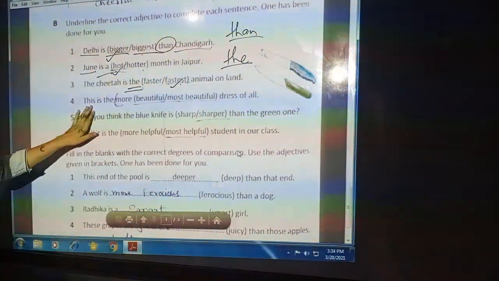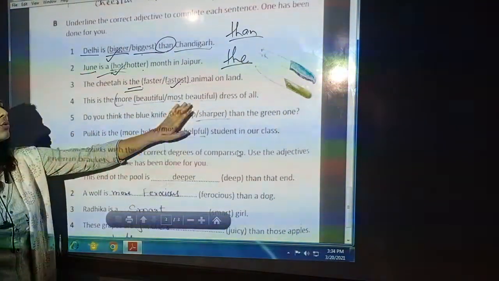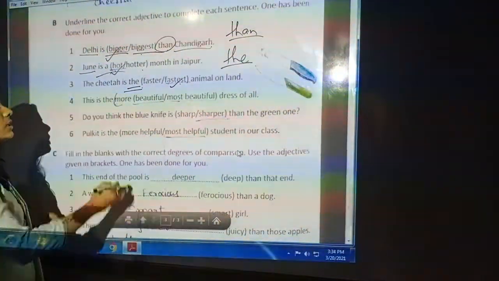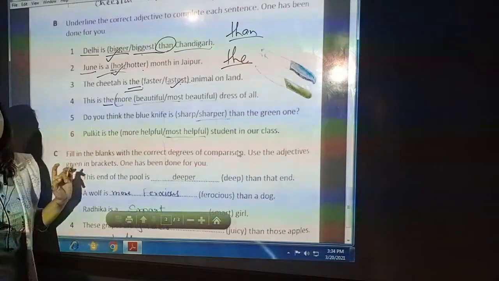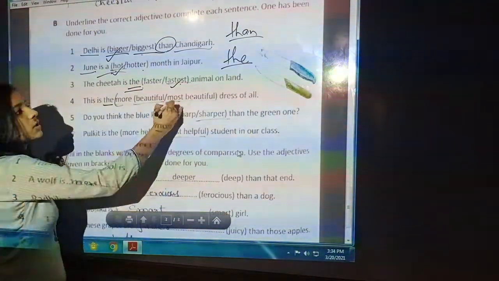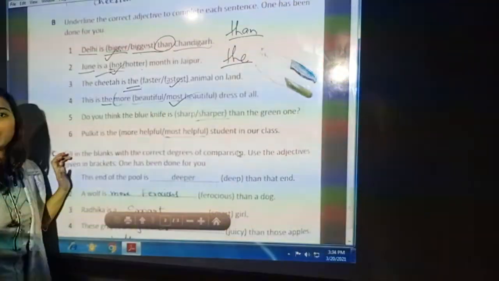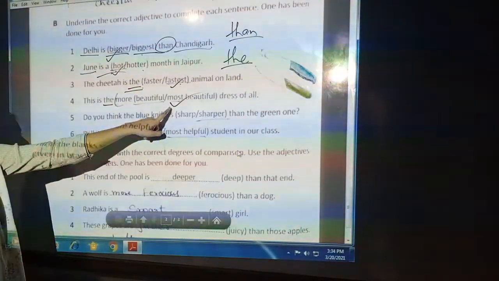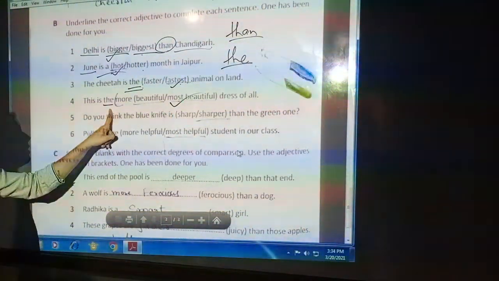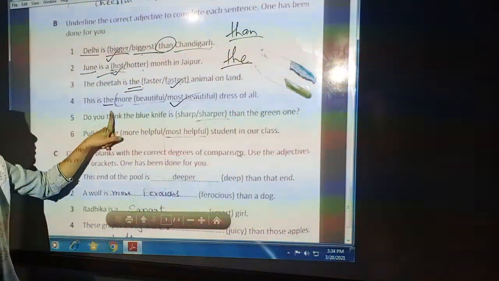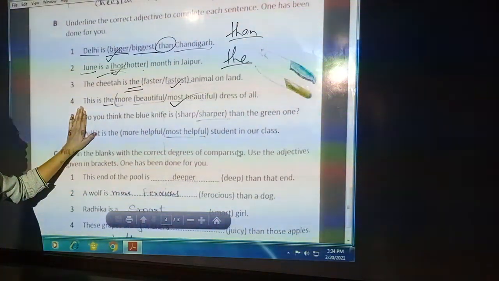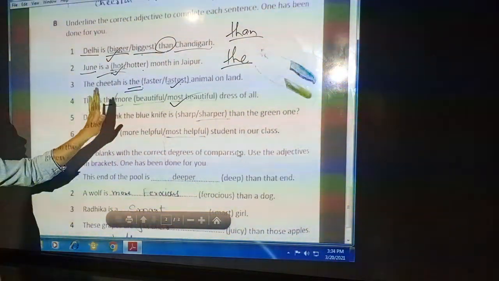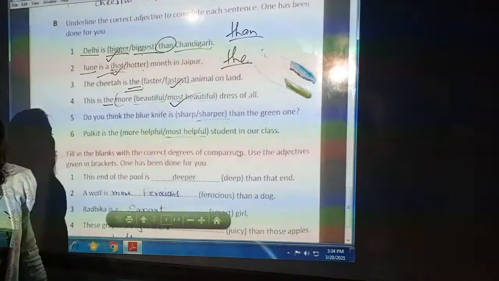Next is, this is the more beautiful or most beautiful dress of all. Here you can see "the" is used, that means superlative degree, so we will use "most". Most will be correct, as "most" is used in superlative degree and "the" is also used in superlative degree. So the correct option will be most beautiful. This is the most beautiful dress of all.